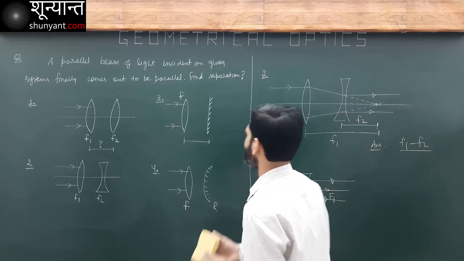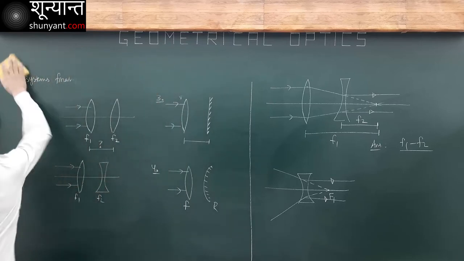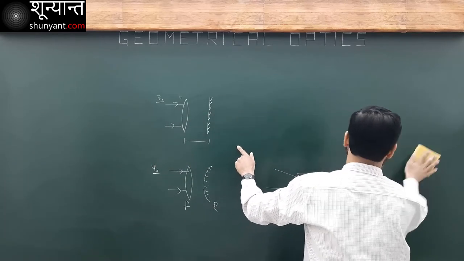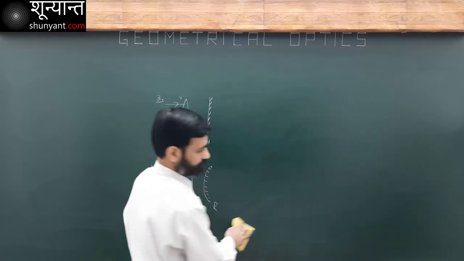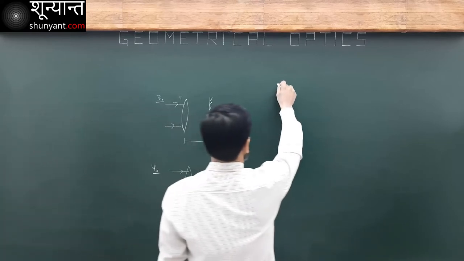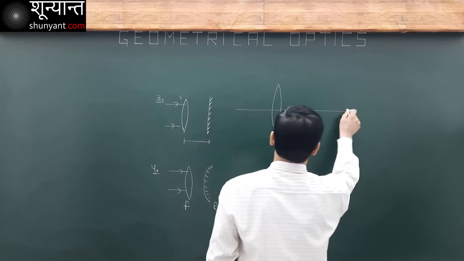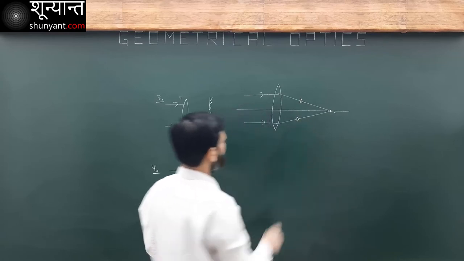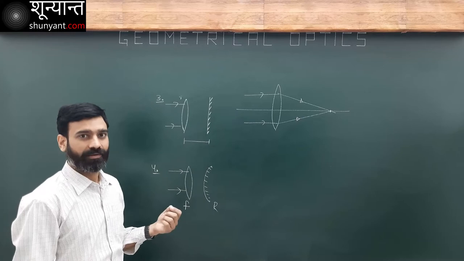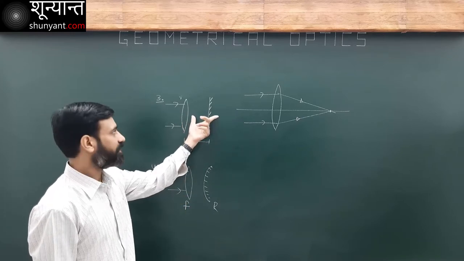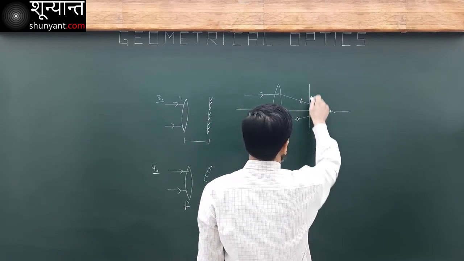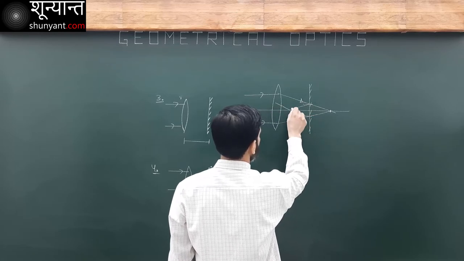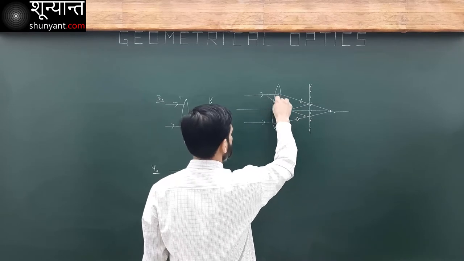Similarly, look at the third case. Third, what do you think? In the third case, I have this lens. After passing through the lens, they are going to converge here. Now, there is a mirror here. The mirror is going to reflect. Now, how should I place my mirror? If I place it this way, let's say that I keep my mirror here, then these light rays are going to reflect like this, and after passing through the lens, they are going to converge. So this is the original direction.